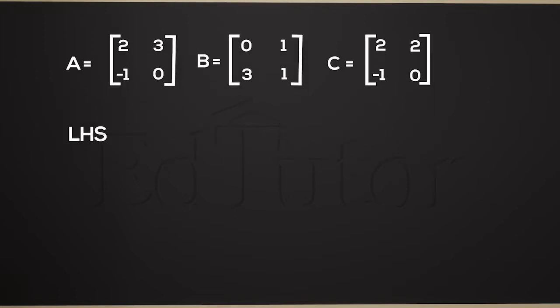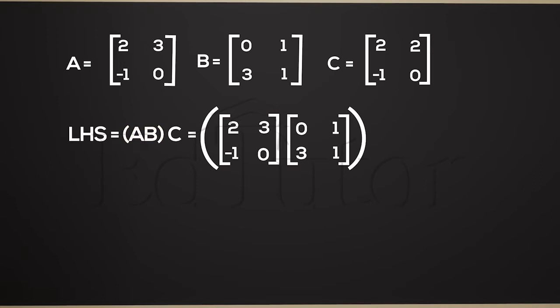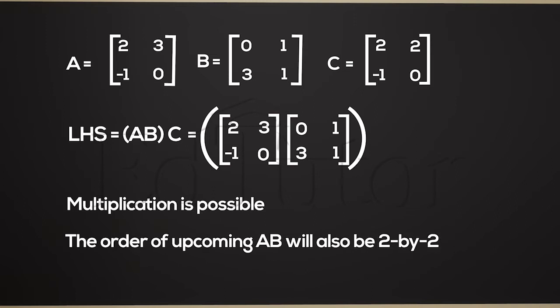Taking the left hand side, A into B into C, and by following convention, we solve the brackets first. That is, finding A into B. Their orders are 2 by 2 and 2 by 2 again, which tells us two things. 1. Their multiplication is possible, and 2. The order of the upcoming A into B will also be 2 by 2.